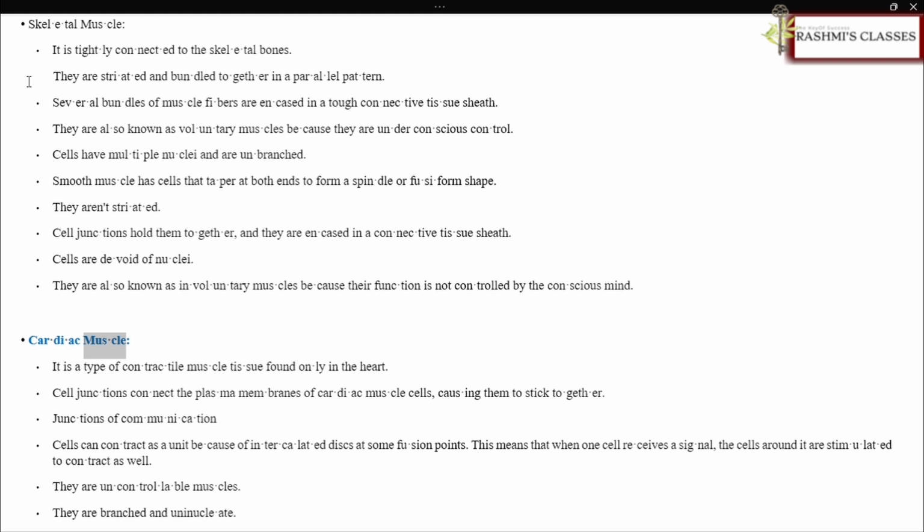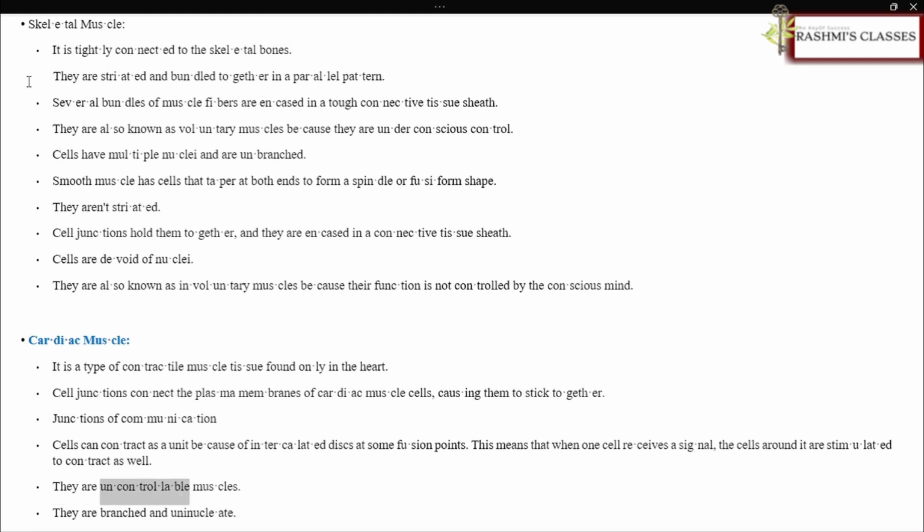Cardiac muscle. It is a type of contractile muscle tissue found only in the heart. Cell junctions connect the plasma membranes of cardiac muscle cells, causing them to stick together. Communicating junctions called intercalated discs at some fusion points allow cells to contract as a unit. This means that when one cell receives a signal, the cells around it are stimulated to contract as well.